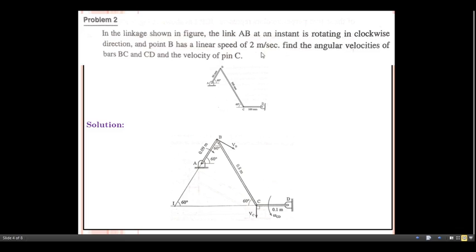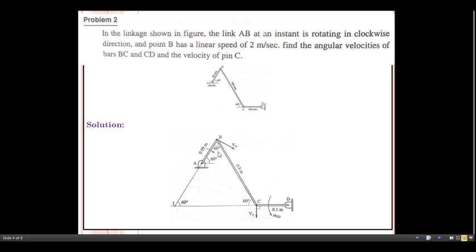The point B has a linear speed of 2 meter per second. So the linear speed of point B is given, meaning the value of VB is 2 meter per second. Find the angular velocities of bar BC and CD and the velocity of pin C. So here you have to find the angular velocity of BC, CD and the velocity at point C.